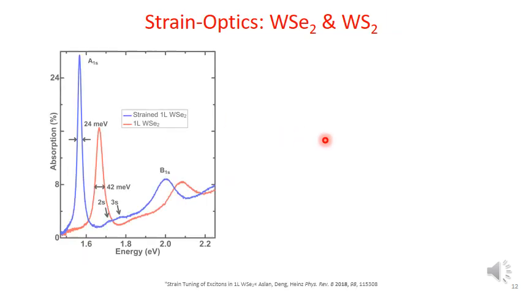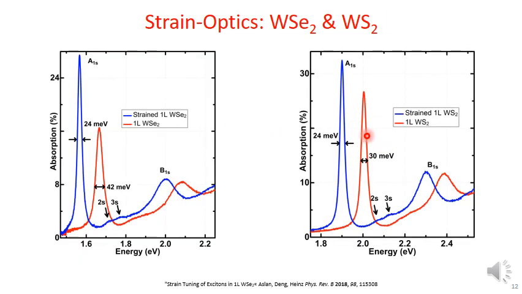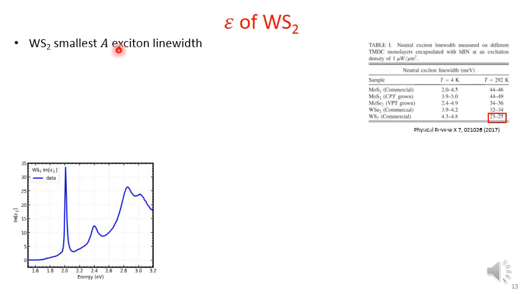Let's take monolayer WS2, because its line width is already very good and it doesn't change much. We start with it because it has the smallest line width within this family of two-dimensional materials, and its line width is relatively insensitive to strain.